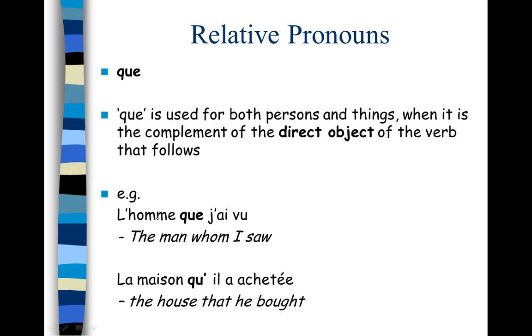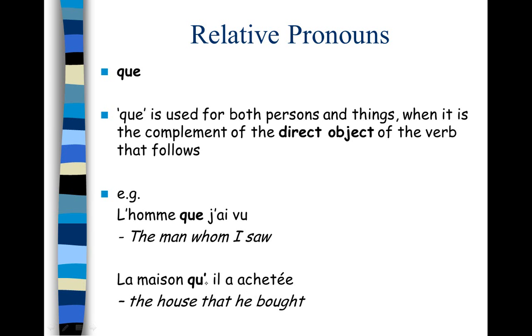If the man was doing the verb, we'd replace it with qui. But I'm doing the verb. This is the direct object, so we replace it with que. Right? L'homme que j'ai vu. In the same way, la maison qu'il a achetée, the house that he bought.